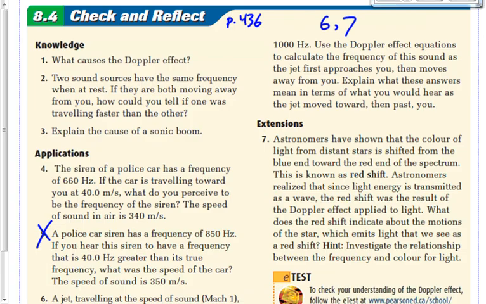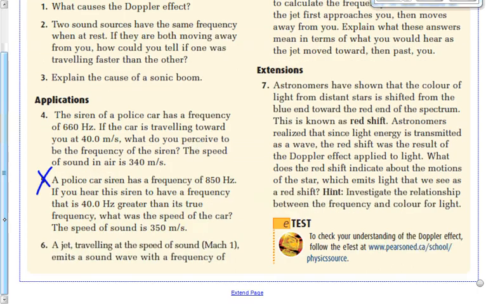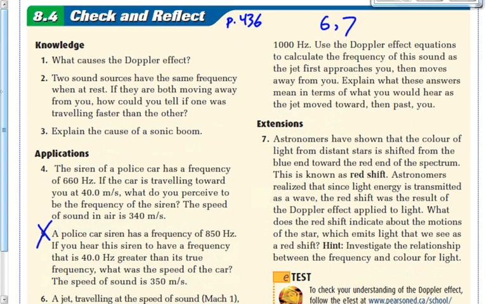Now let's take a look at questions 6 and 7 here, and any other questions if we happen to have them here. 6 says a jet traveling at the speed of sound, Mach 1, although we're not told what speed that actually is, emits a sound wave with a frequency of 1,000 hertz. So that's the actual frequency here. We'll call that Fs, the frequency of the source. Use the Doppler effect equations to calculate the frequency of this sound as the jet first approaches you, then moves away from you.